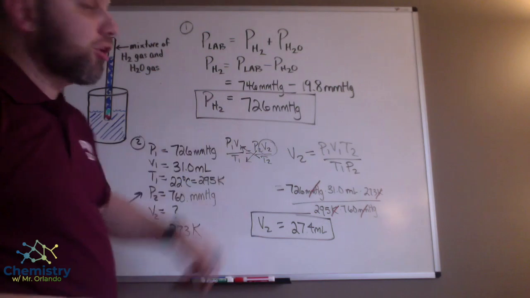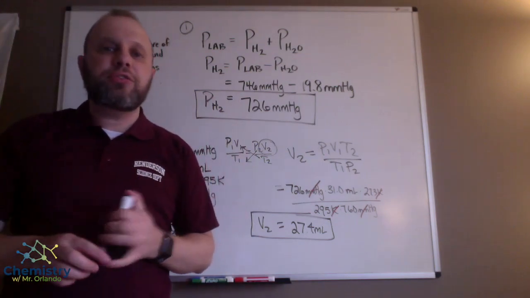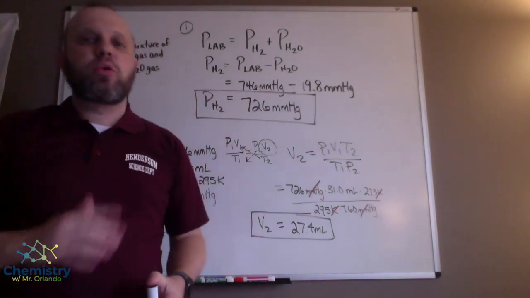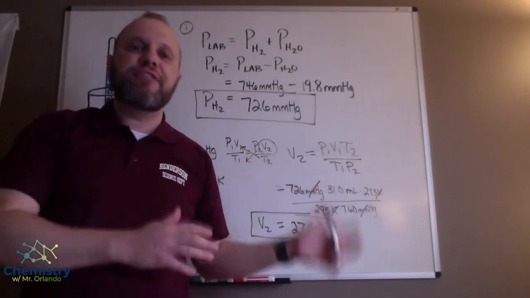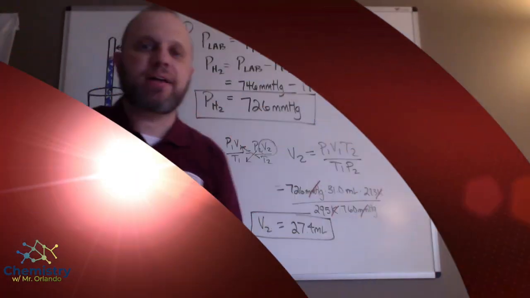So far we have 2 numbers. We're going to hang on to this for just a minute. I'm going to wipe this board clean, and then we're going to move on and answer questions 3 and 4 of the pre-lab. Be right back.